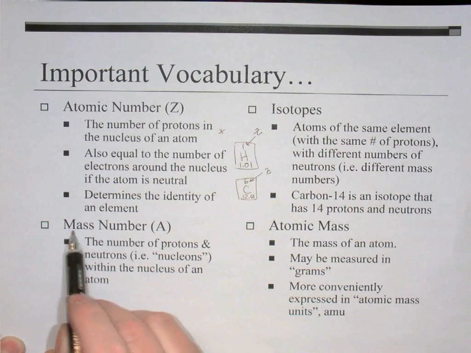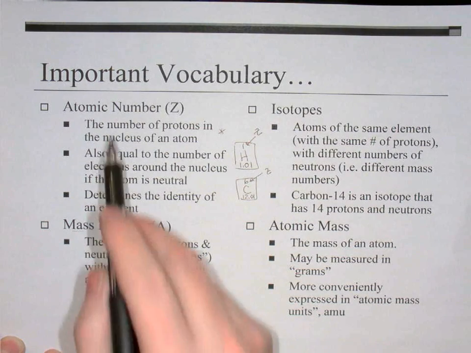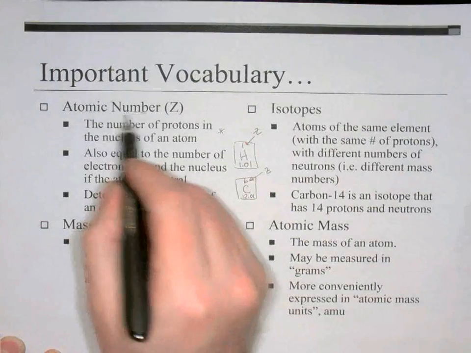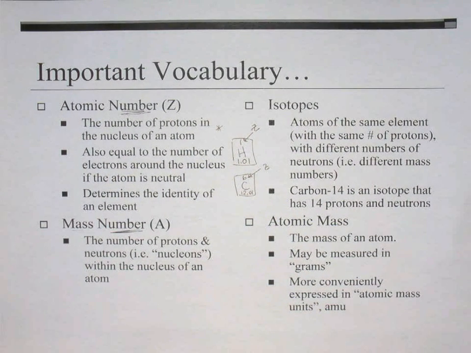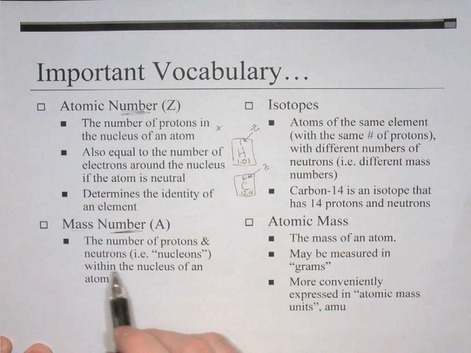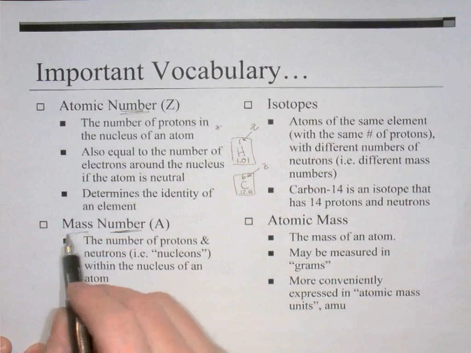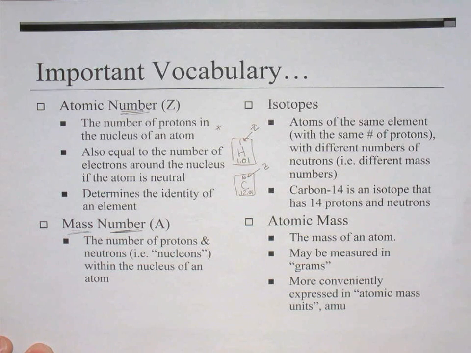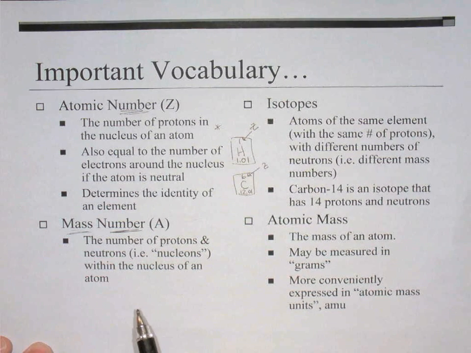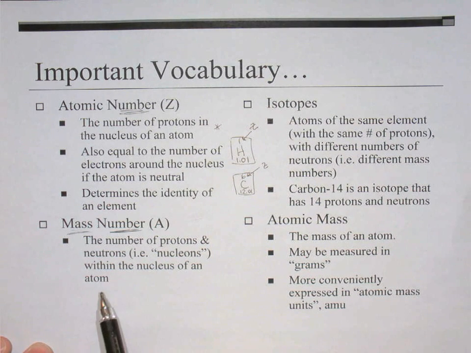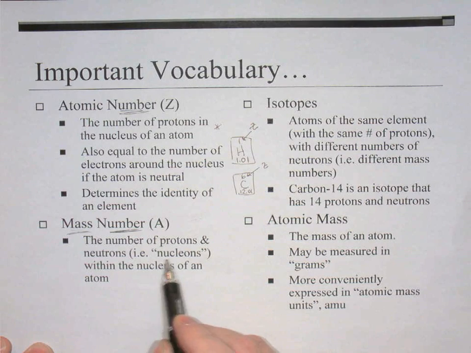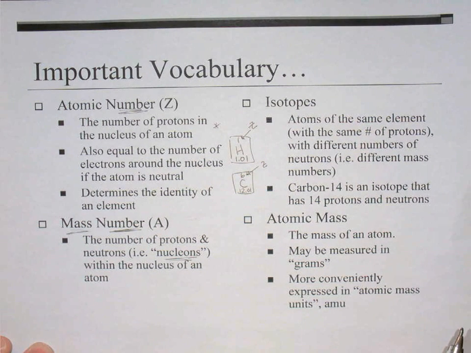Another important term is mass number. Now notice both of those pieces of vocabulary include the name number, and that's because in both cases we're counting something. In atomic number, we were just counting the number of protons. In the mass number, we're counting now the particles that give an atom its mass. The mass of an atom is almost entirely found in its nucleus, so we're counting now the number of protons and neutrons. Sometimes, because they're in the nucleus, they're collectively called the nucleons that are found inside the atom.